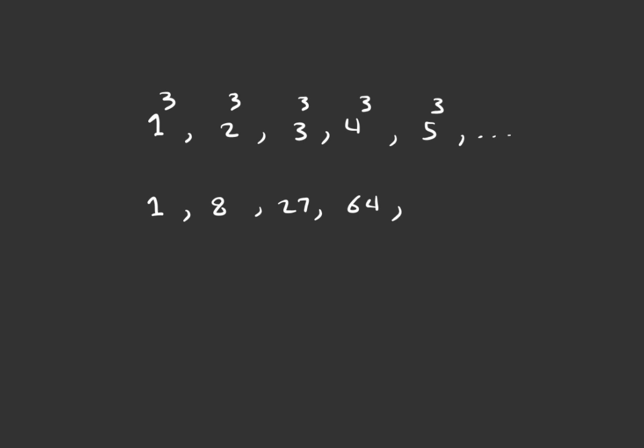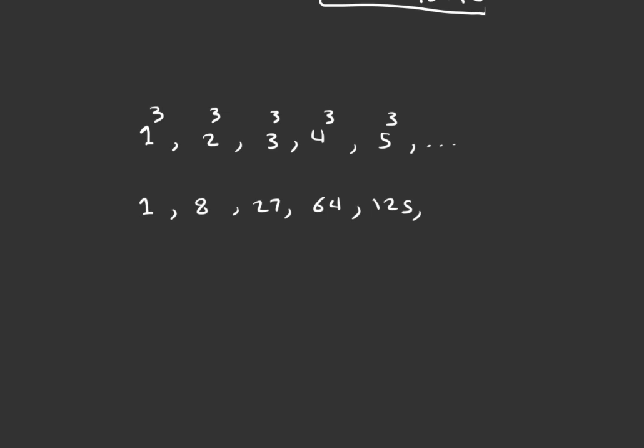Also, you need to know the sequence of cube numbers. So this sequence: if we take the cube of 1, the cube of 2, the cube of 3, the cube of 4, the cube of 5, and so on, this will be 1, 2 to the power 3 which is 8, the cube of 3 is 27, the cube of 4 is 64, the cube of 5 is 125. So this sequence is called the sequence of cube numbers. The nth term for this sequence is n to the power 3.